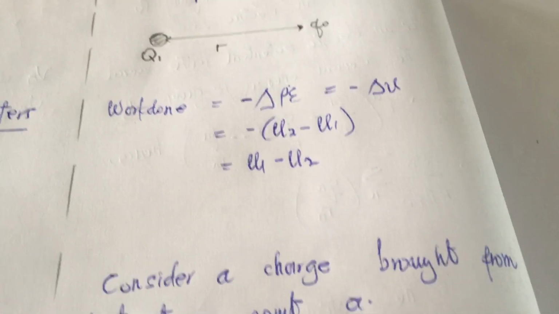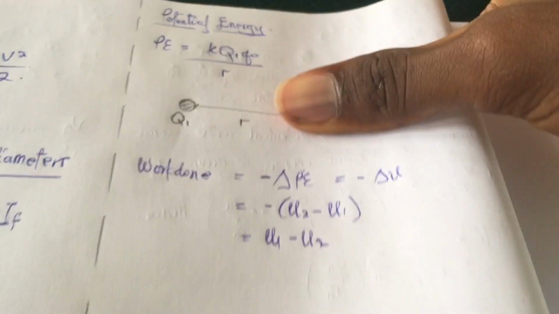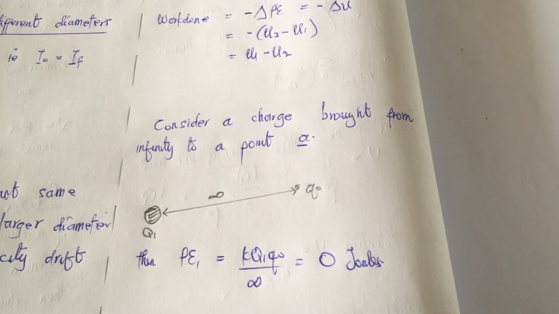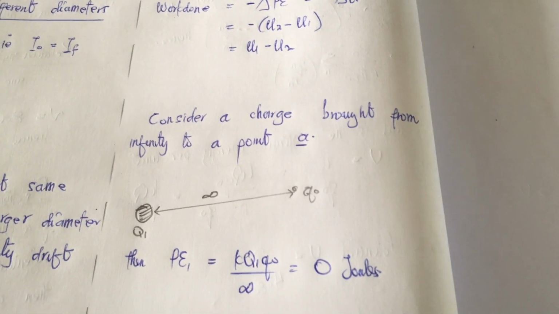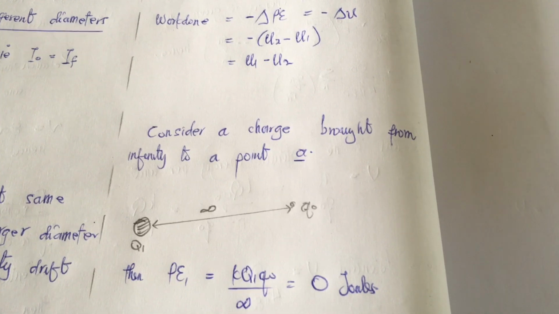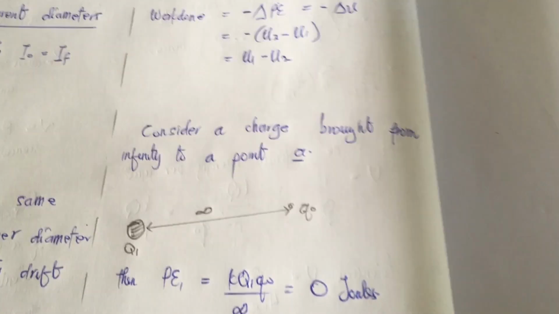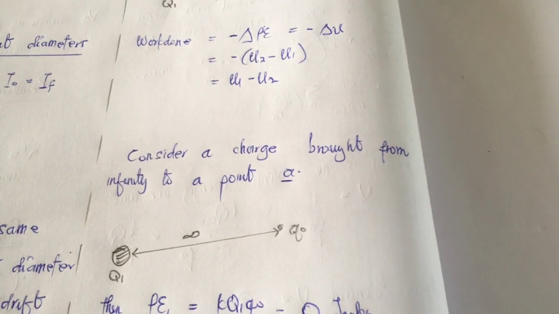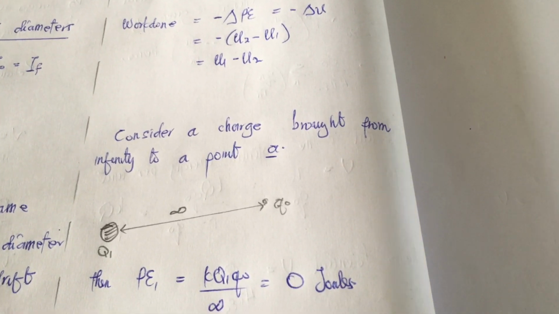So here now let's consider some things. Let's consider the charge. If you are moving a test charge, or moving a charge from one point to another point, this means that work is done. Work is done whenever you move a test charge or a charge from one point to another. But let's consider this first case where we have a charge that is at infinity and is brought to a point, let's say A.